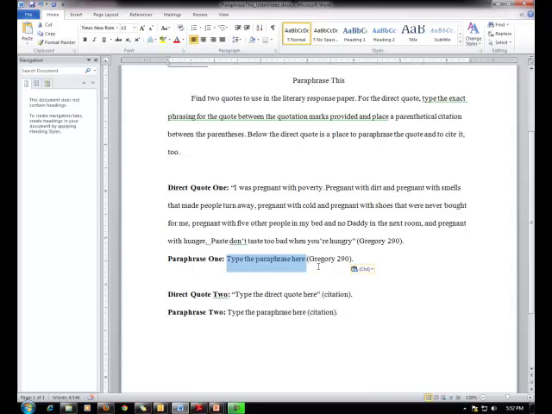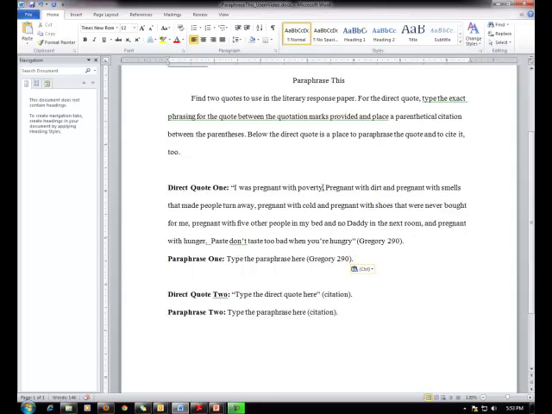If your citation actually comes first before the paraphrase, then it looks like that citation goes with the sentence previous to it. So make sure that you get that right. And notice that the period is after the citation. So you're going to write your sentence or so here. You're going to provide the citation, and then you're going to provide a period at the very end.